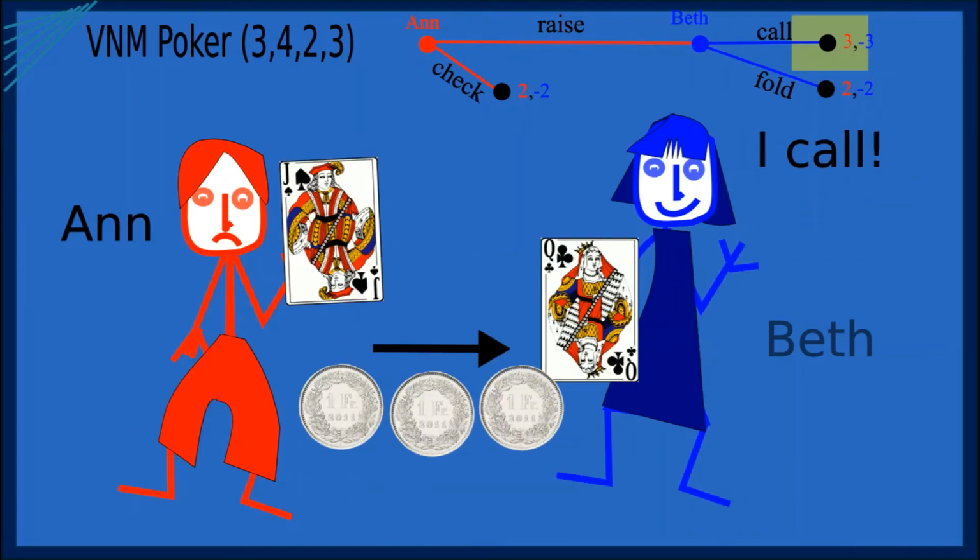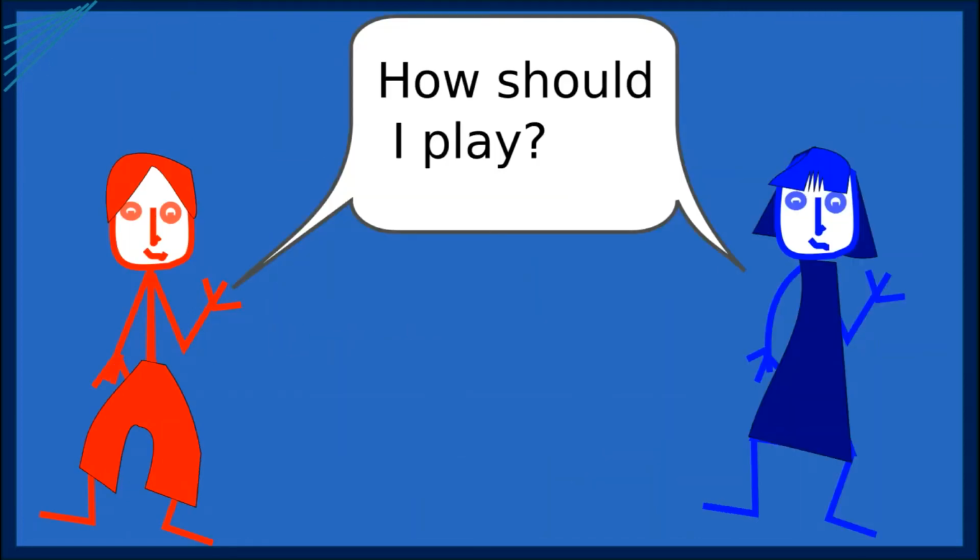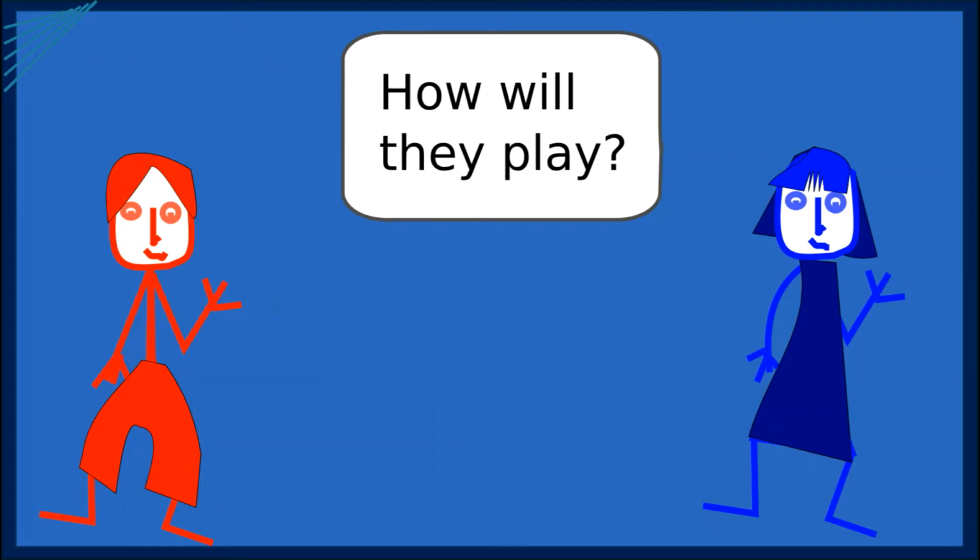If Baz calls, both cards are revealed and the player with the higher card gets now the raised bet, 3 Swiss francs from the other one. In case of a tie, no money is exchanged. The leading questions of game theory are: how should the players play if they want to win money? And also, how will the players play? Can we predict this?